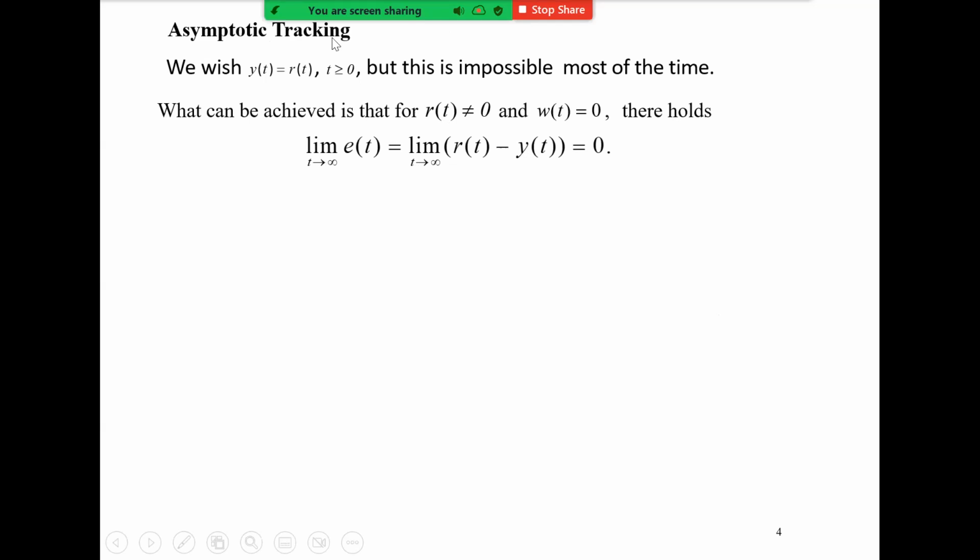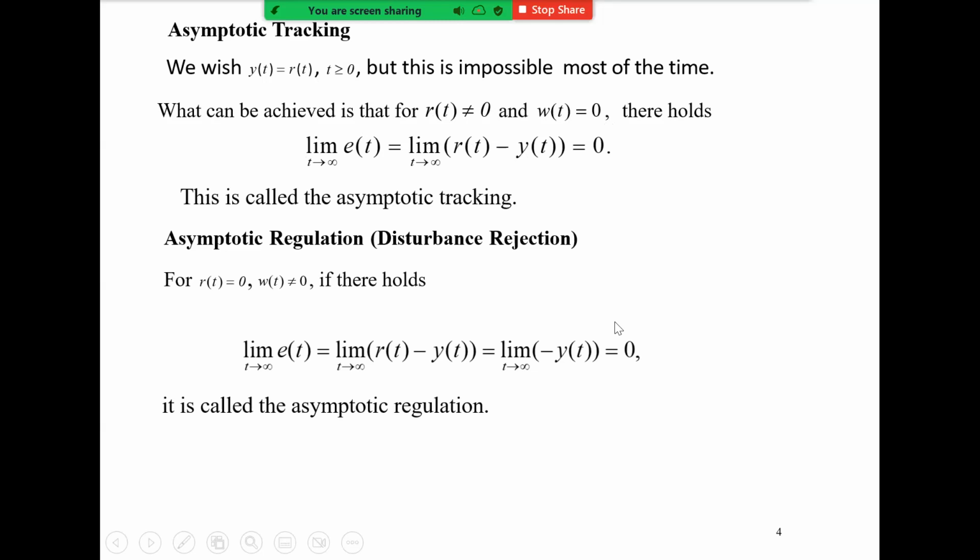When we're talking about the asymptotic tracking problem, we first solve the case where your reference or the desired output is not 0. It may be a time varying signal, but the disturbance is 0. This is what we call asymptotic tracking. Of course, you want to know what happens if there is disturbance? We have to deal with the disturbance. For the disturbance rejection problem, we call it asymptotic regulation.